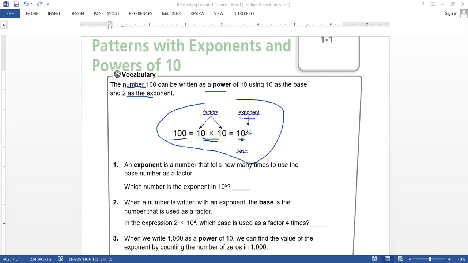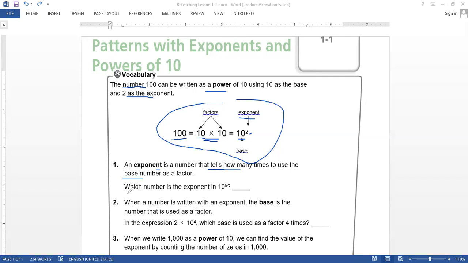Here 10 to the power of 2 doesn't mean 10 times 2. It means 10 multiplied by itself twice. So an exponent is the number that tells how many times to use the base number as a factor. So when we have 10 power 3, it means we need to multiply 10 by itself 3 times.